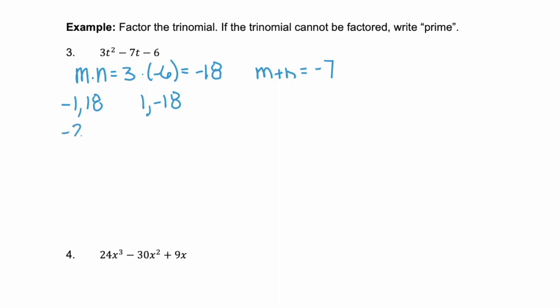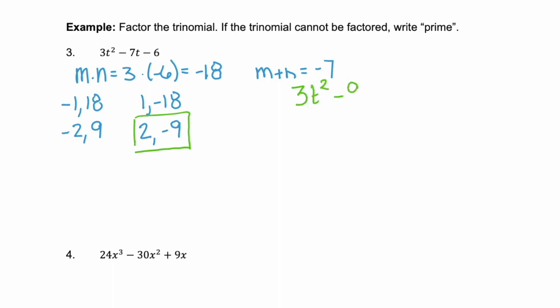How about negative 2 and 9, or 2 and negative 9? Well, negative 2 and 9, that adds to 7. But 2 and negative 9, that adds to our negative 7. So 2 and negative 9 are the factors we need. So we rewrite our trinomial, 3t squared.